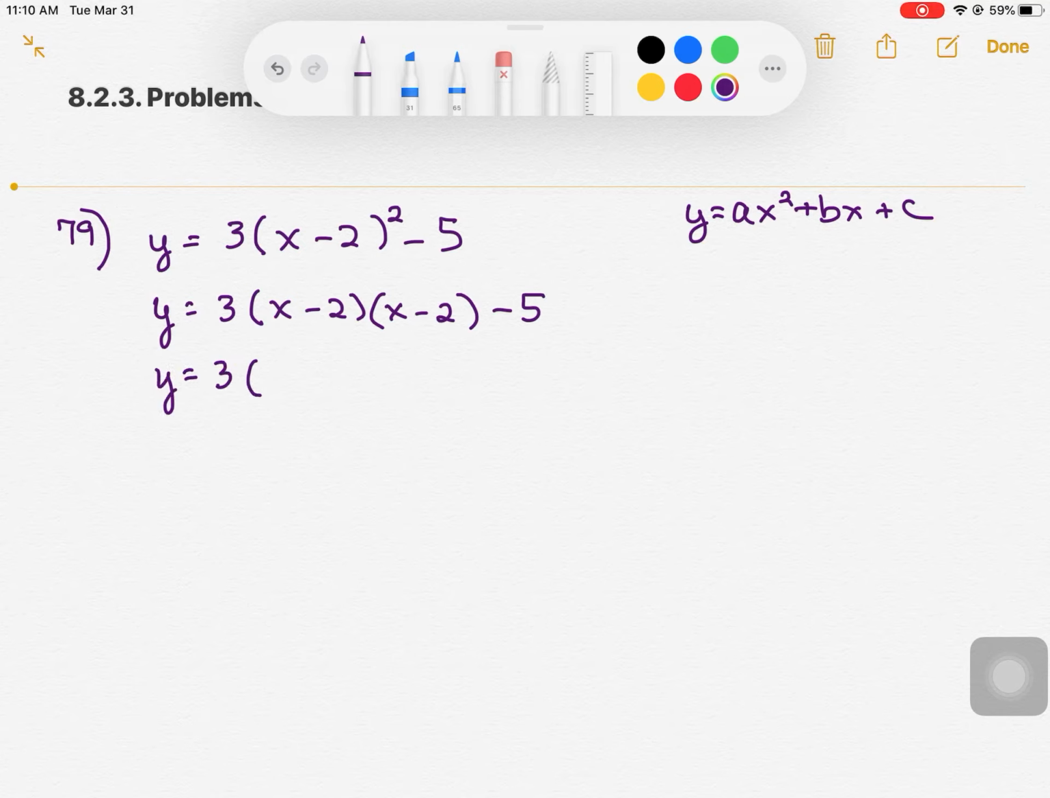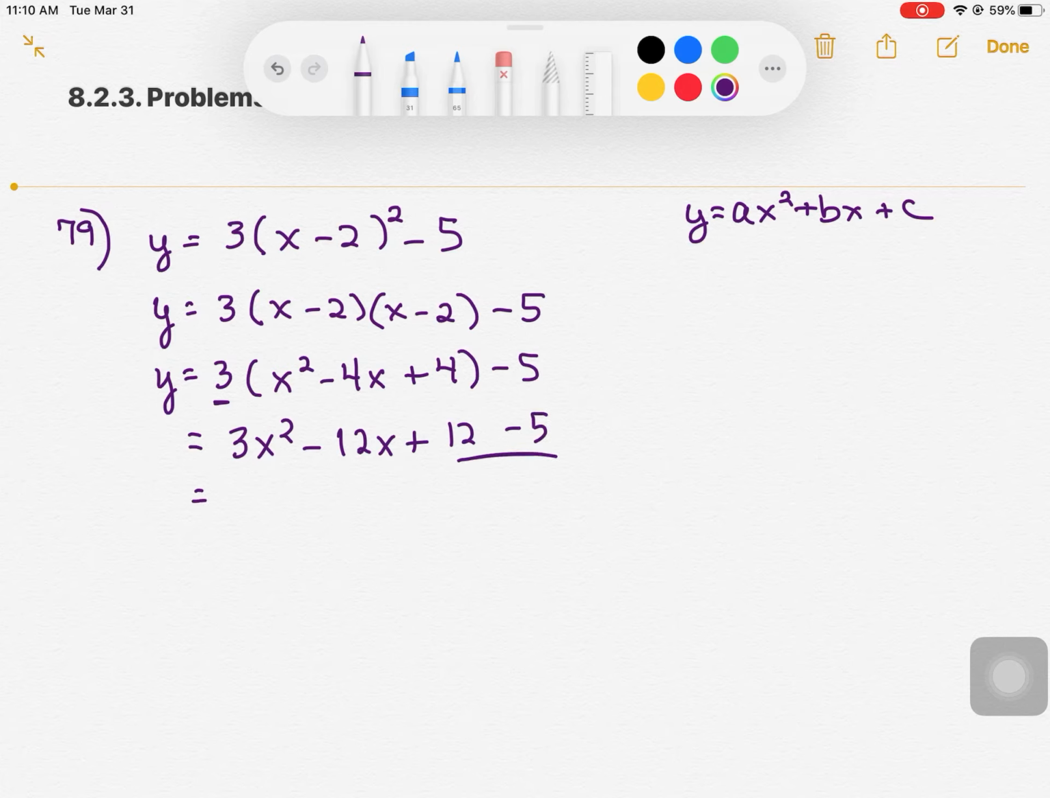At this point, I think people are comfortable enough that I'm just going to go ahead and multiply this out, expand it, and this is what we would get. Now we have to follow our order of operations. We are going to have to multiply everything by that 3. So we get 3x squared minus 12x plus 12 minus 5, and then I can combine my like terms. 3x squared minus 12x plus 7.